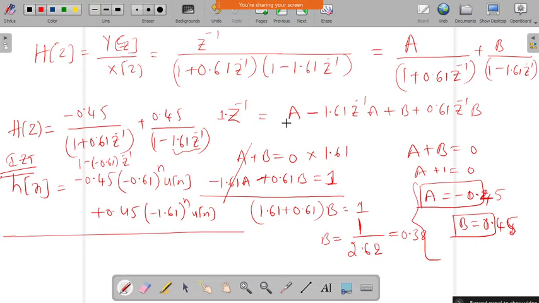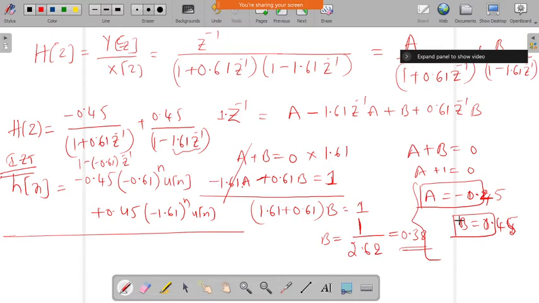Okay. A plus B will be 0. Then A into minus 1.61 Z inverse plus B into 0.61 Z inverse. So that is correct, and minus 1.61 A plus 0.61 B. Now if you multiply 1.61, this will get canceled, and this will be 1.61 plus 0.61 B, which is equal to 1. So this is what the value is going to be.